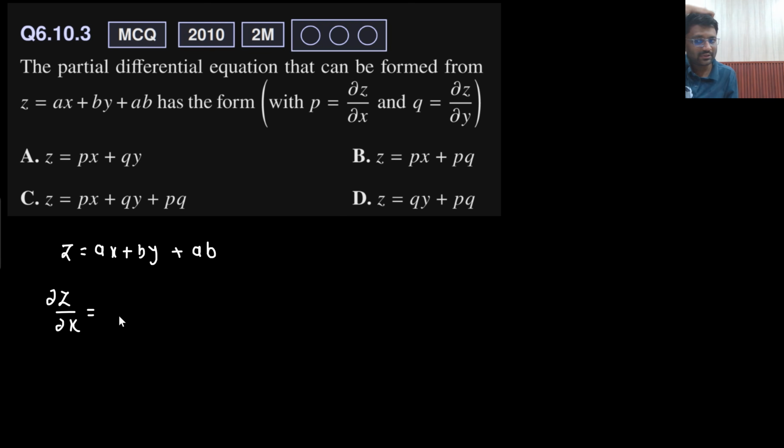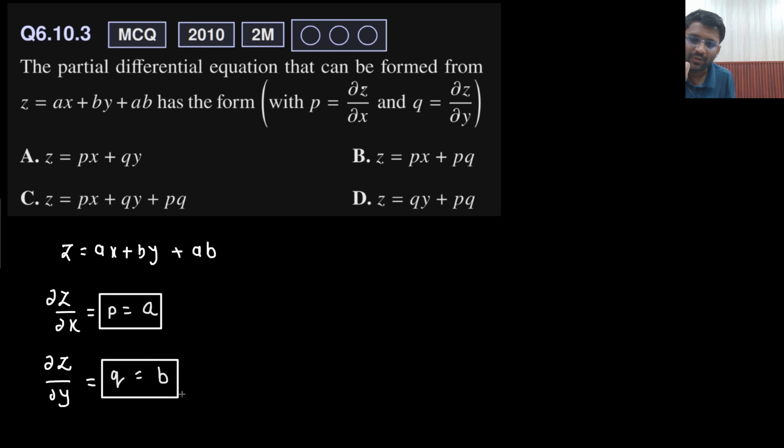Sir, this will be constant, this will be constant, it will come out to be a only. So del z by del x actually is given as p. And when you partially differentiate this particular function, what are you getting? Partial differentiation of ax with respect to x, that would be a. The others are constants, so 0, 0. Now partial differentiation of z with respect to y is given as q. With respect to y, this will be 0, this will be 0. So what answer will you be getting? You can see that p is coming out to be equal to a and q is coming out to be equal to b.